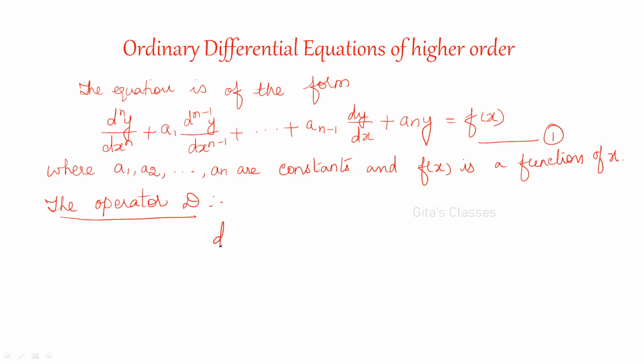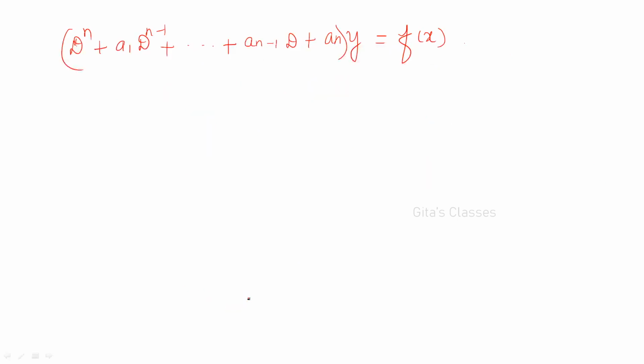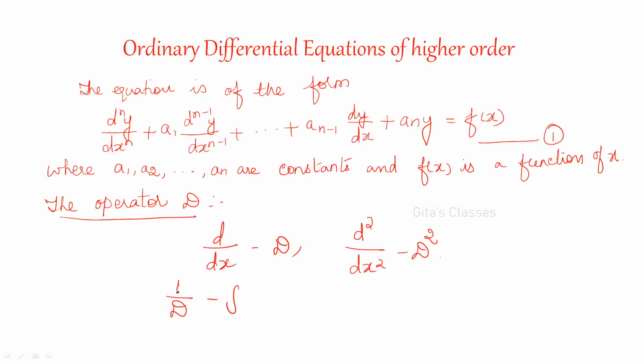Next we are going to see the operator D. Actually, we can denote d by dx as capital D, the differential operator, and d squared by dx squared as D squared, and so on. This is for our convenience. And please remember, if D is the differential operator, then 1 by D is the integral operator. So whenever you come across 1 by D, you have to integrate. D power n will be useful for differentiation, and 1 by D will be useful when we are finding the particular integral.